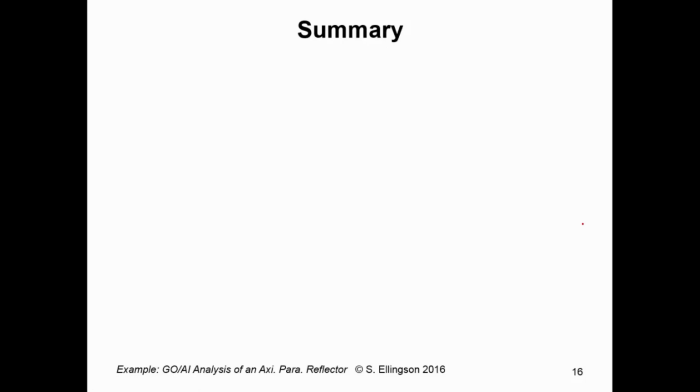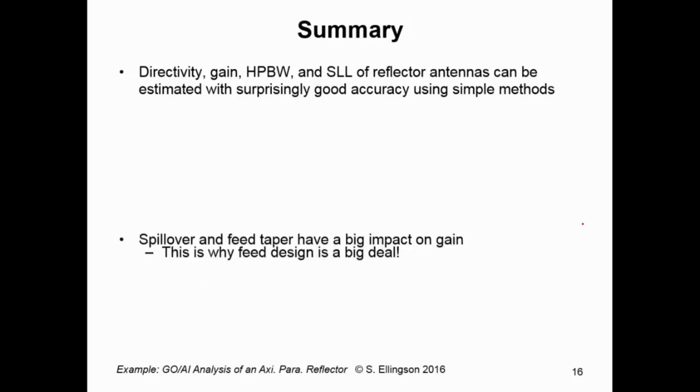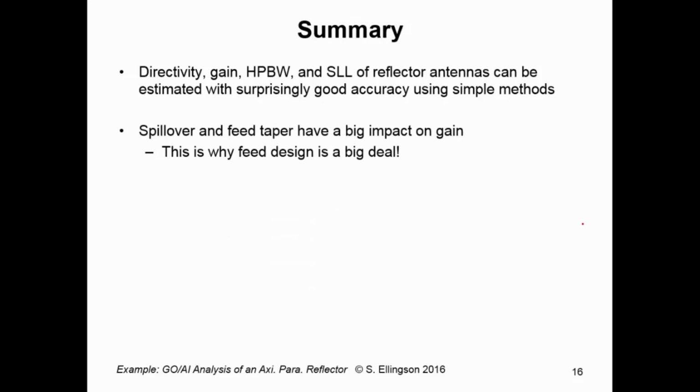So let's summarize. Directivity, gain, half-power beamwidth, and side lobe level of reflector antennas can be estimated with surprisingly good accuracy using simple methods. Spillover and feed taper have a big impact on gain. We have demonstrated it in this lecture. This is why feed design is a big deal for reflector antenna systems.